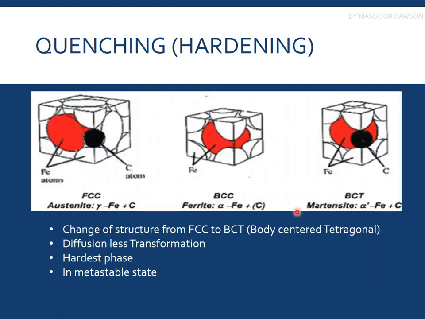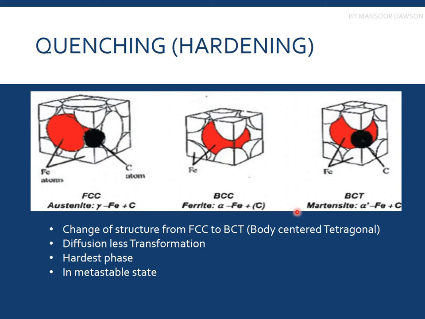Okay, so this is what I was talking about, that austenite has an FCC structure and ferrite has a BCC structure, but martensite has a BCT structure, that is called body centered tetragonal. This is due to a diffusionless transformation, and this is the hardest phase. It is a metastable state. It's not an equilibrium state as well.